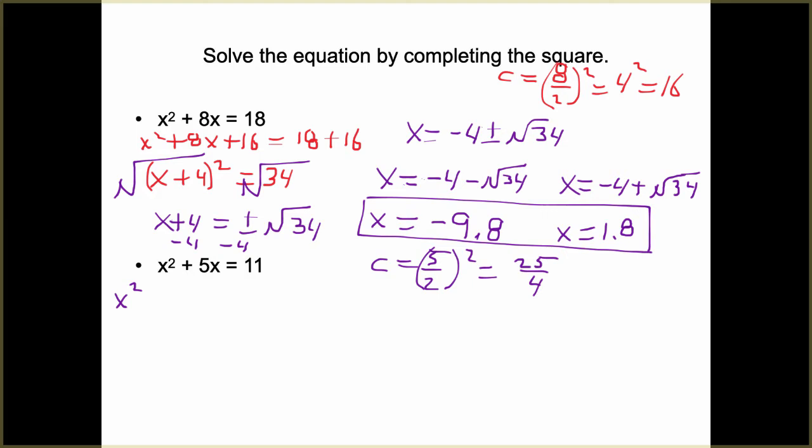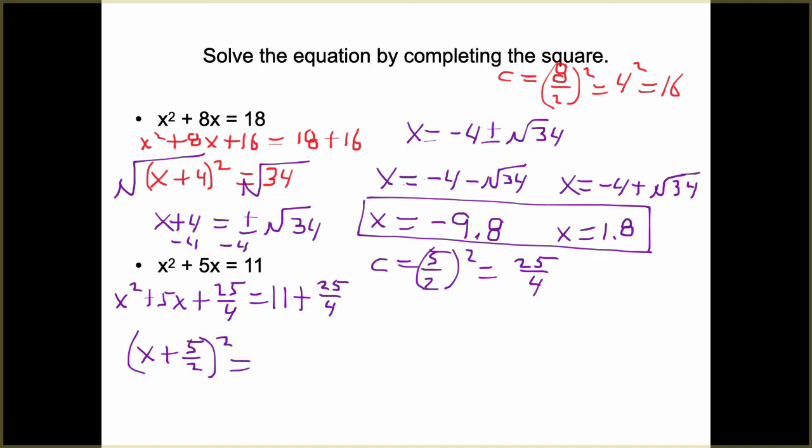So we have x squared plus 5x plus 25 fourths equals 11 plus 25 fourths. The left side looks sort of strange, but it is actually a perfect square trinomial. And so if we have the square root of the first, the square root of the last, which is half of b, which is 5 halves, the sign in the middle is positive. This is all squared, equals 11 plus 25 over 4.